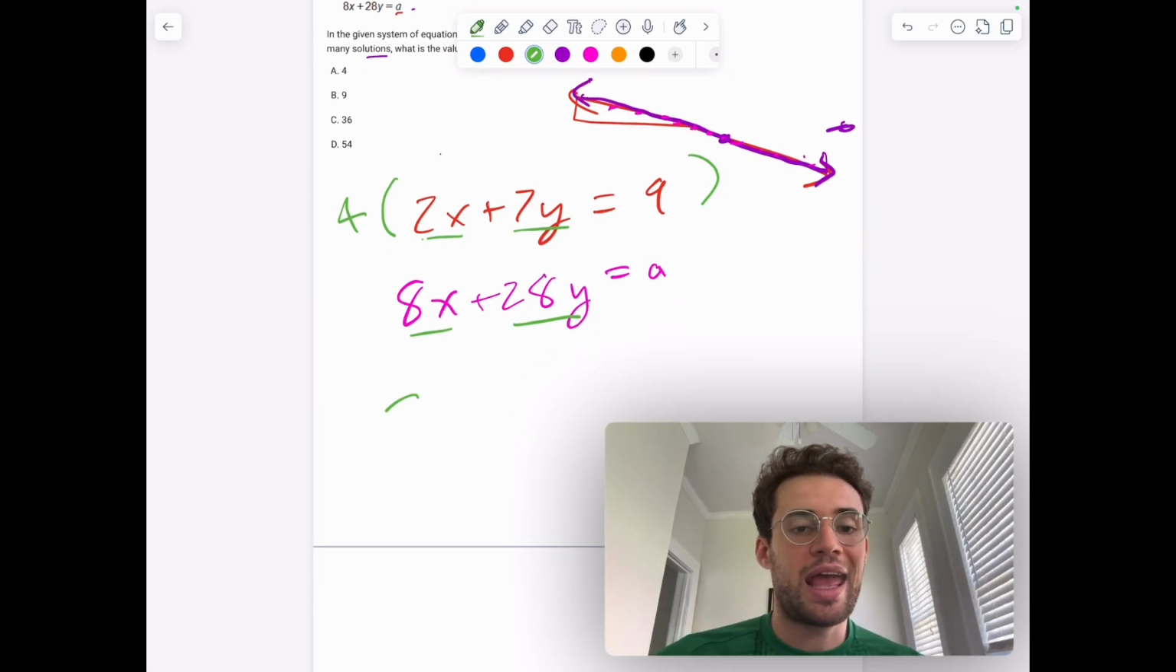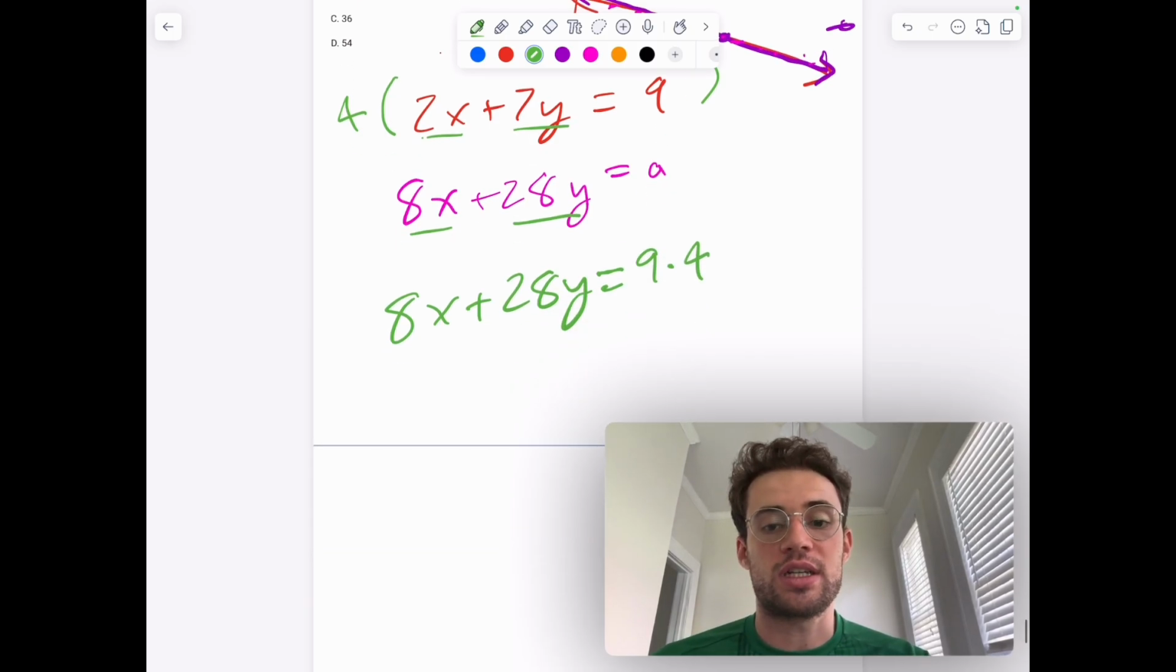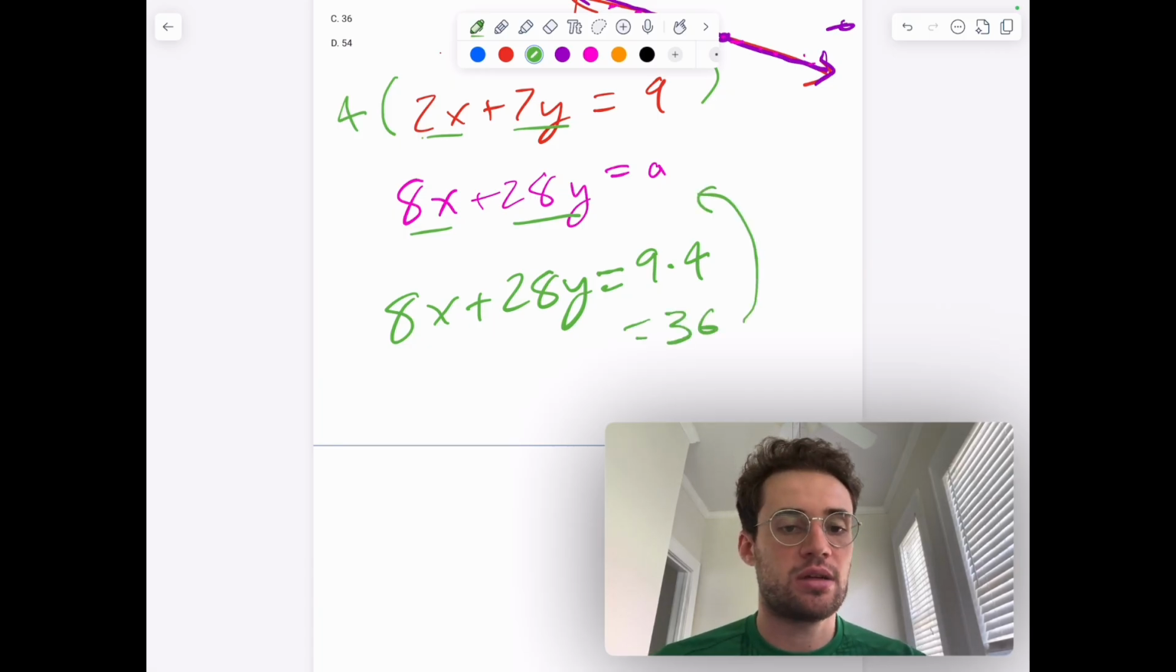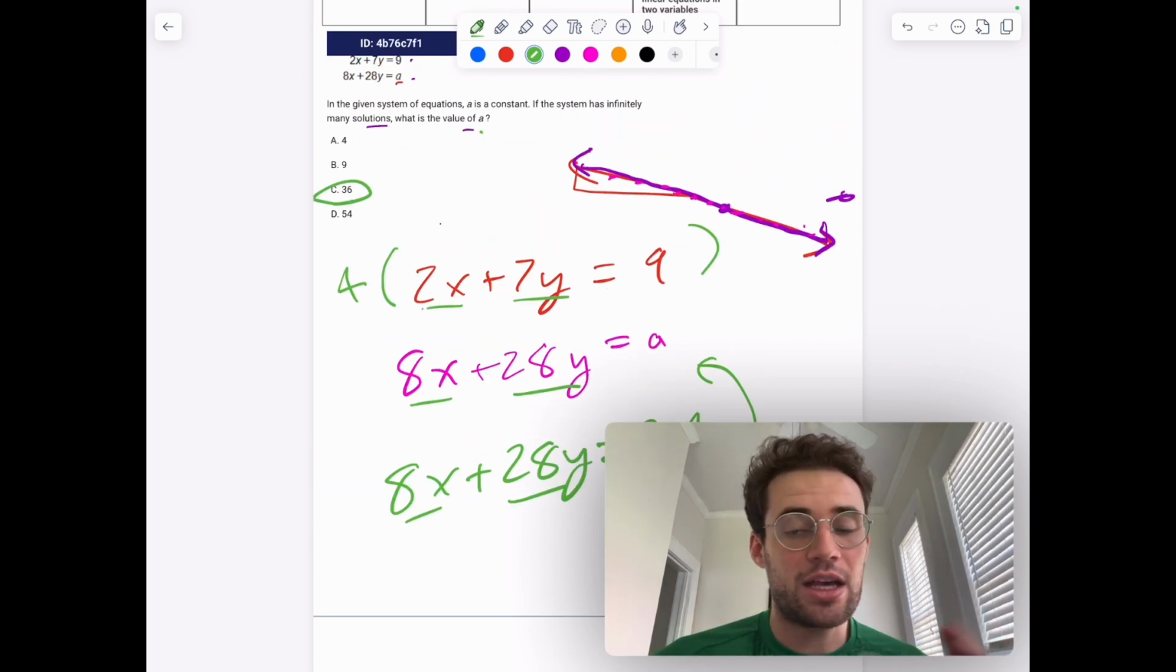This would become 8x plus 28y equals 9 times 4, which would be 36. So if the a value here is 36, we still have this 8x plus 28y. If that was 36, then these are just the same equation. So our answer is choice C, 36.